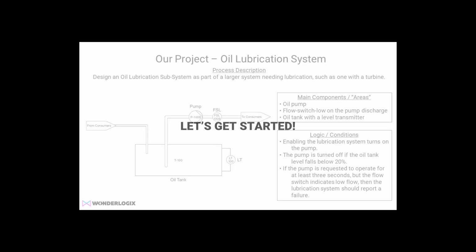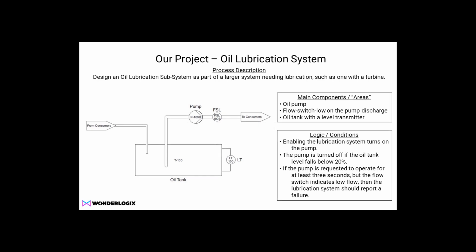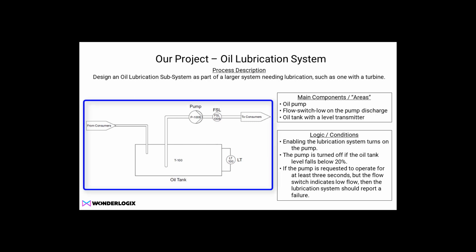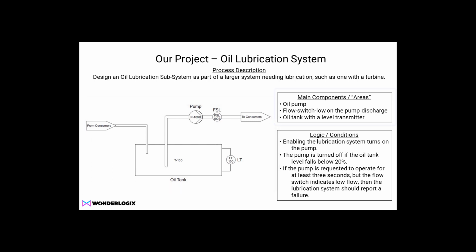You should always begin your WonderLogix process by having a project document, such as this one, that contains the following three elements: a system diagram, such as a P&ID, shown here of the lubrication system we're going to design, a list of the components in your system, and a list of the process logic or functionality you want your system to have. As you can see here, we're going to design an oil lubrication subsystem that's part of a larger system, such as one with a turbine.